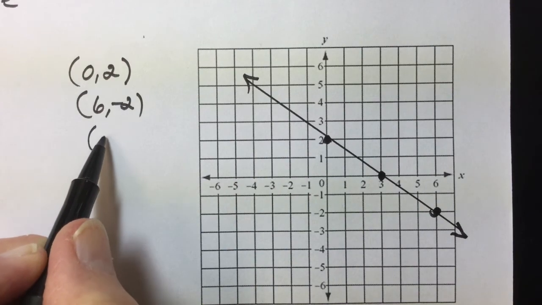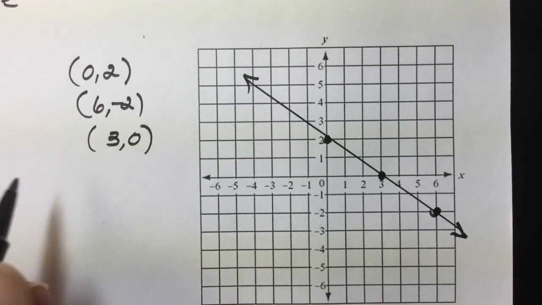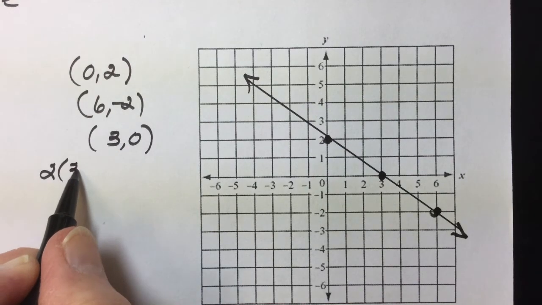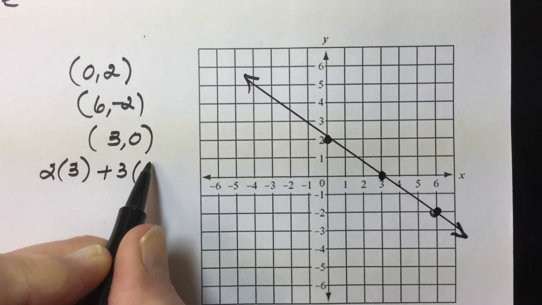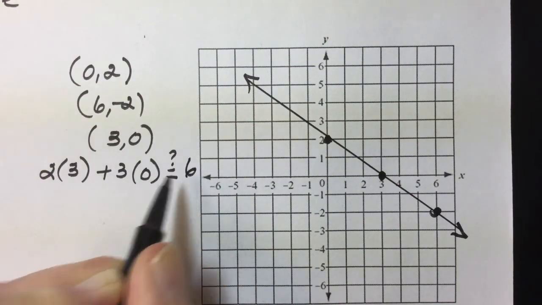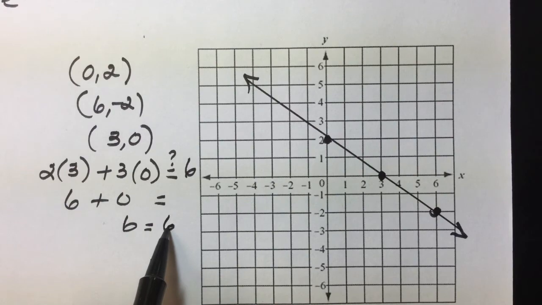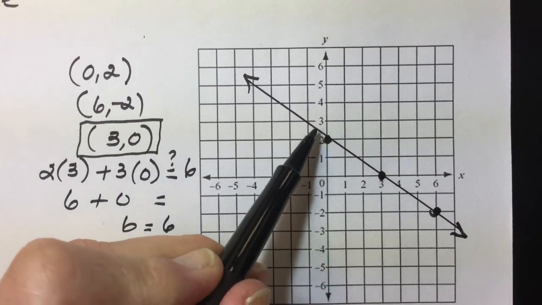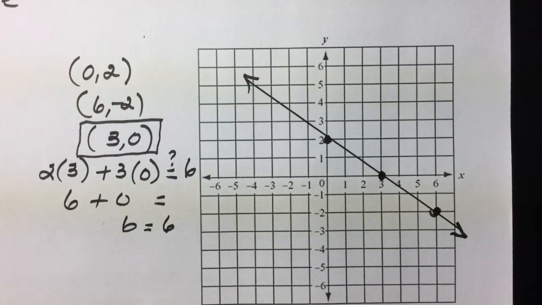So another solution is (3, 0), and we can further test that for verification by replacing the variables with the values here. So 2 times x plus 3 times y. Does it in fact equal 6? Multiplying, 6 plus 0, sure enough, this is another solution to the equation, as well as any of the other ones, only as I mentioned, they're a little bit harder to read when they aren't right on an intersection from the graph.